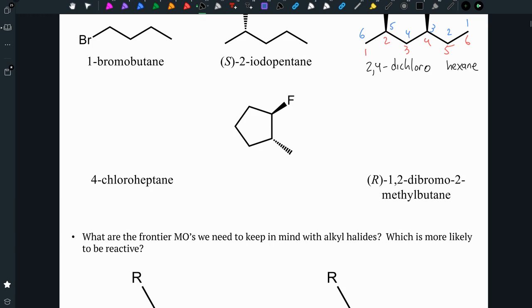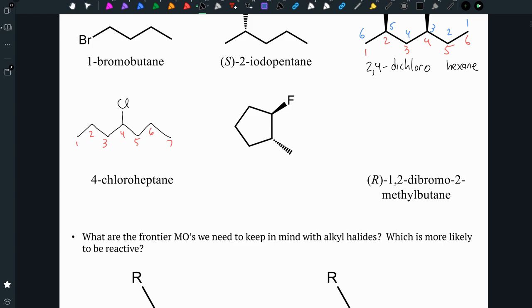For the next one on the bottom left, 4-chloroheptane. Heptane means I'm going to start by drawing a 7-carbon chain. 1, 2, 3, 4, 5, 6, 7. And I'm going to put a chlorine on carbon 4.